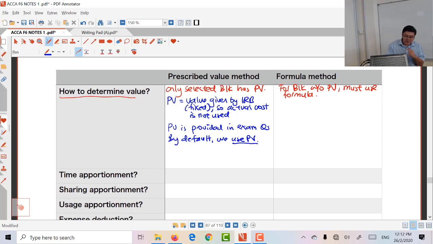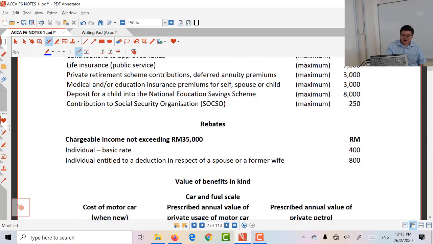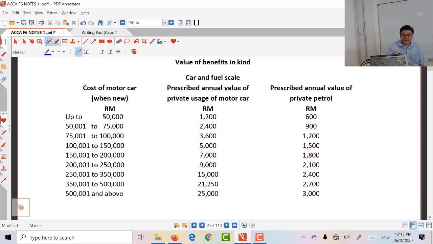If you just go to the front page, you notice that this is where the prescribed value is given. Now, second page, you see they mention the value of benefit in kind. That's the PV. Now, see the car or the motor vehicle benefit. Notice they say the prescribed annual value is prescribed to you for the car. The prescribed annual value for the petrol is given. You just read from this table.